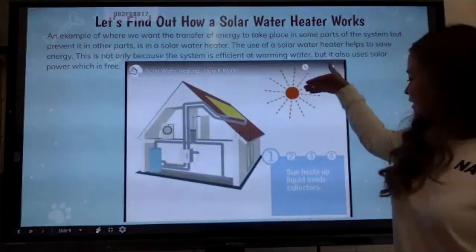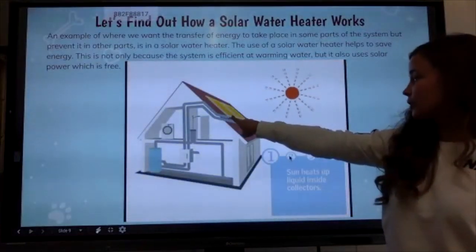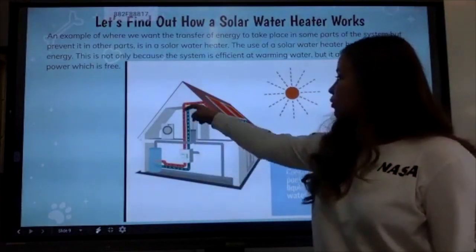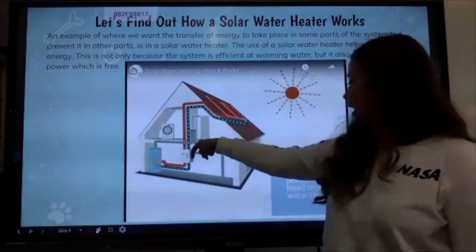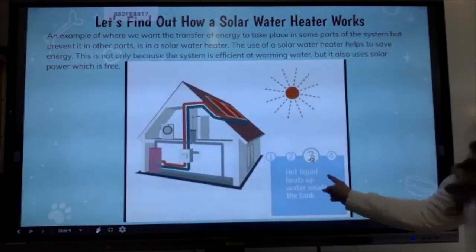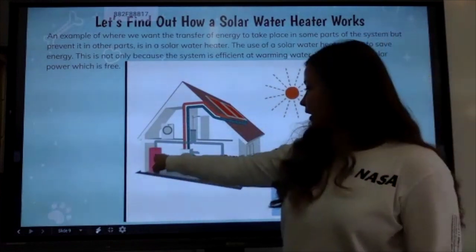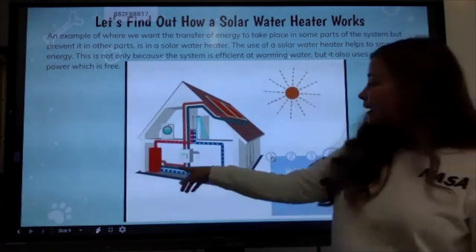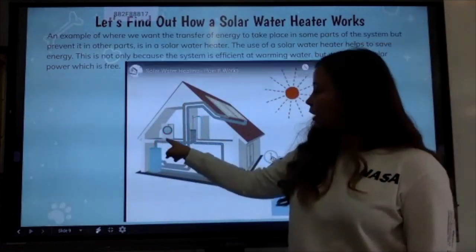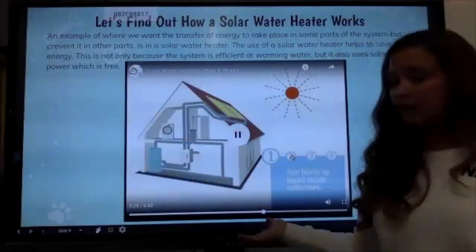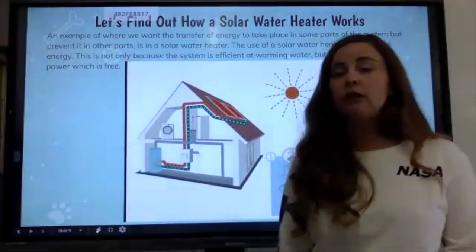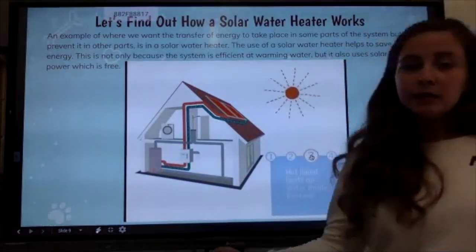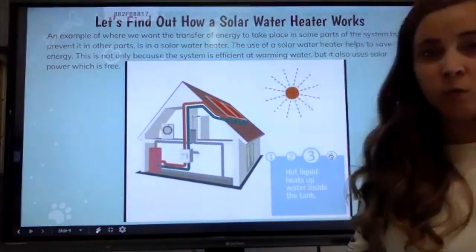All right, so the sun heats up the liquid inside of the collectors. And then the controller pumps the hot liquid to the water tank. So after it warms up, it pumps the hot liquid. The hot liquid heats up water inside of the tank. So the hot liquid goes down and warms up all the other water. And then once it heats up this water, the hot water is available for use throughout the rest of the house, like in your shower, in your washing machine, in the sink when you're washing dishes. Because we all know that dishes get clean better with warm water.